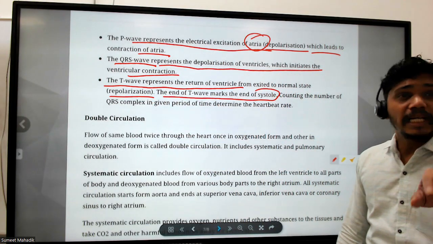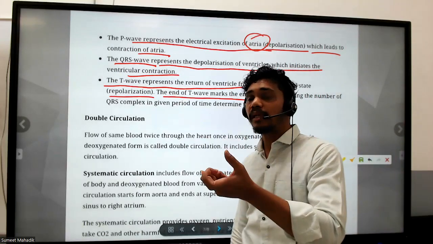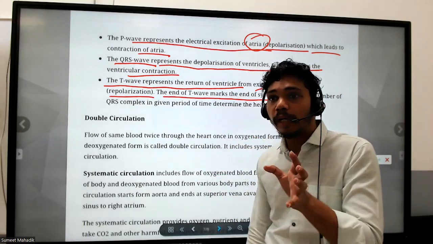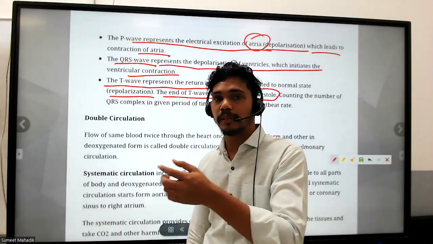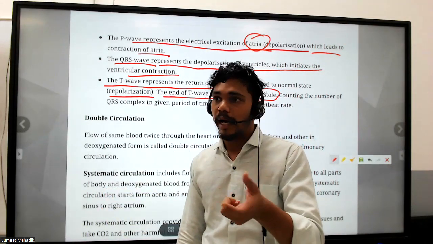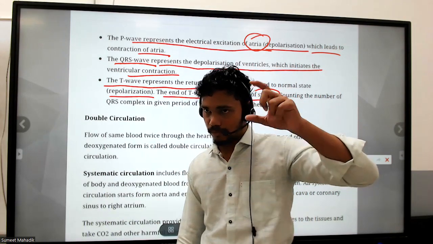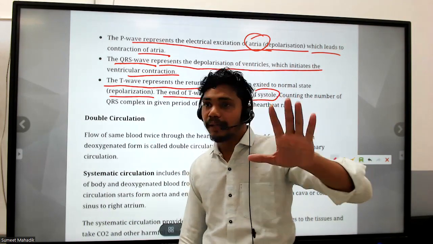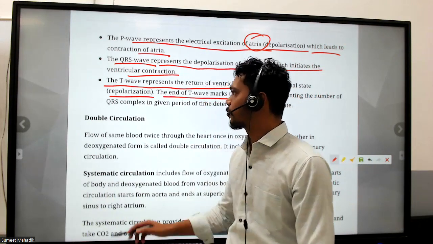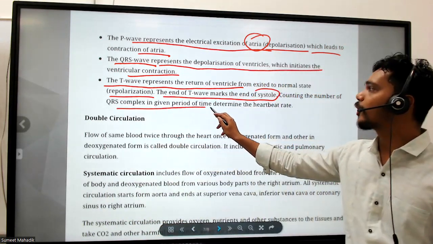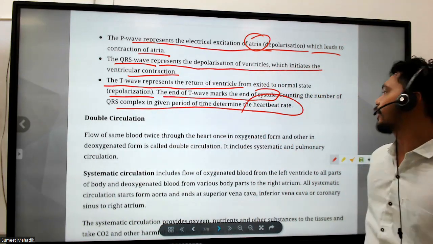So systolic and diastolic pressure. Systolic means pressure from the high BP and low BP, like systolic pressure and diastolic pressure. Systolic pressure is high and diastolic pressure is less. Systolic is atrial pressure, atria. Okay, we can say the arteries pressure, and diastolic veins pressure will be there. QRS complexes in a given period of time determine the heartbeat rate.